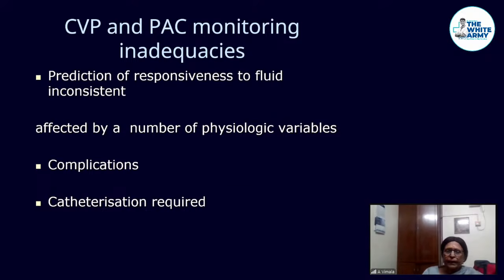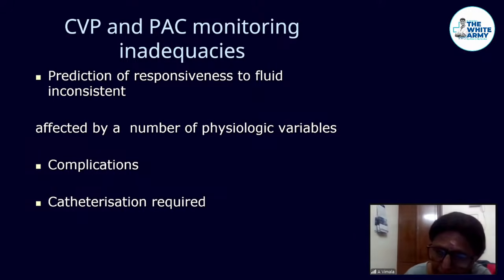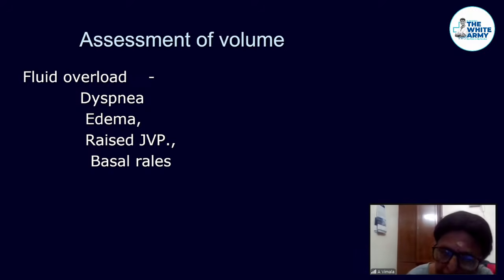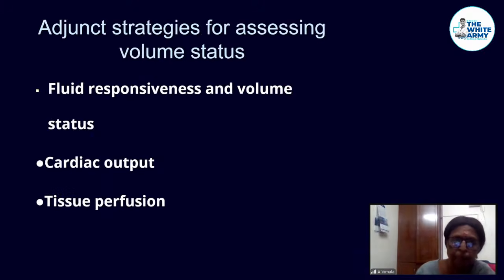CVP, as we said earlier, is not adequate because prediction of responsiveness to fluid is inadequate. A number of physiological variables affect these values. Complications are that you can produce a hemothorax or a pneumothorax, etc., and you require catheterization expertise. How do you say a patient is fluid overloaded? If the patient is dyspneic, has raised jugular venous pressure, is edematous, or has bilateral basal crepitations, then we know this patient is not for hydration, this patient is for fluid restriction.